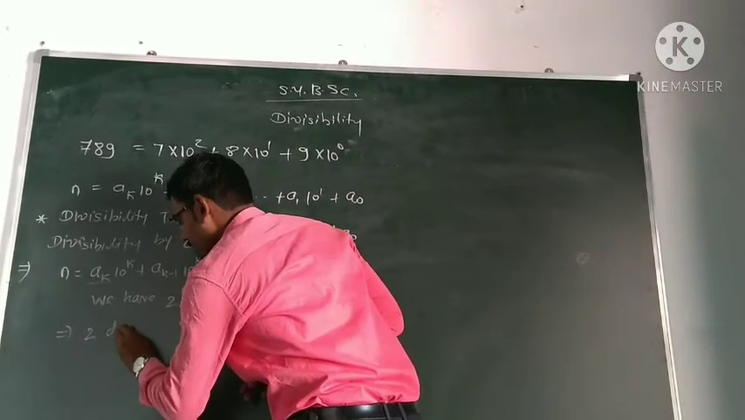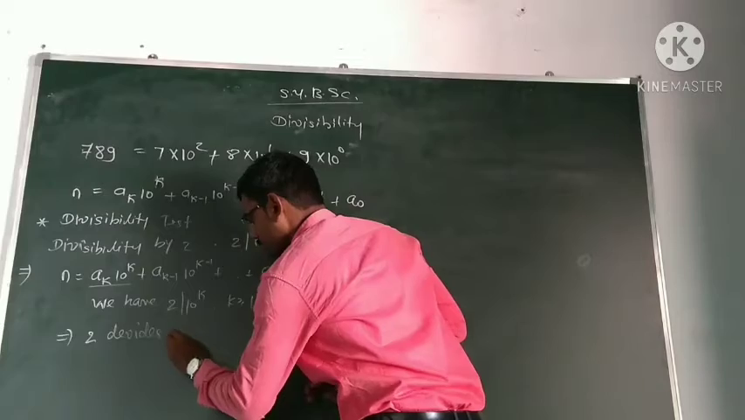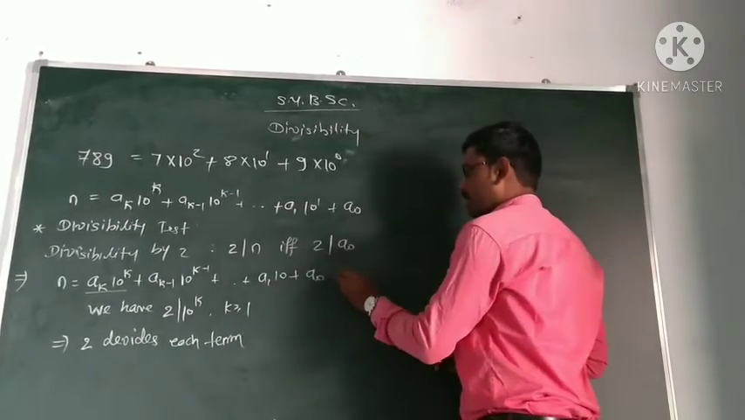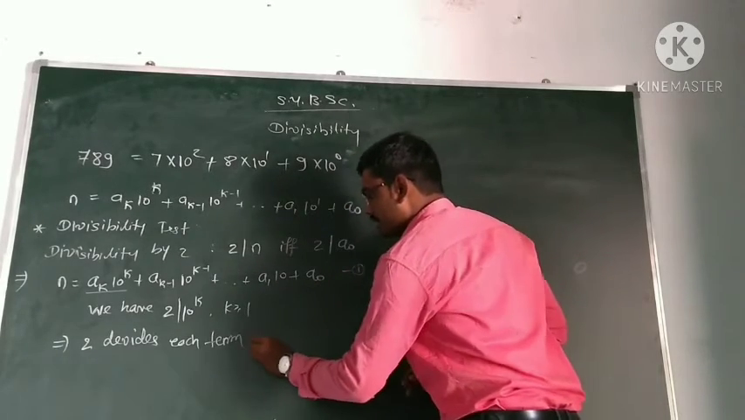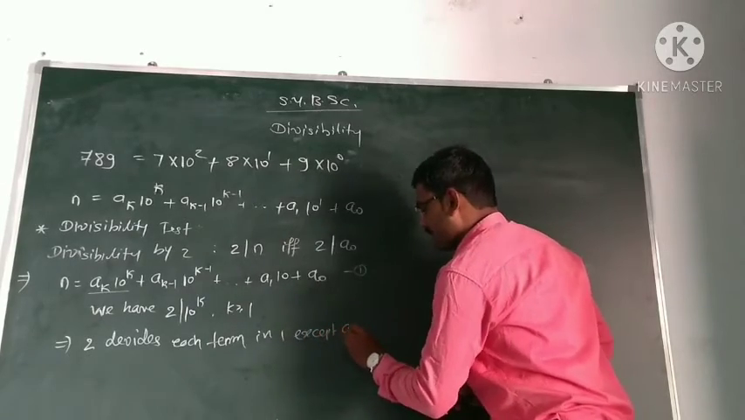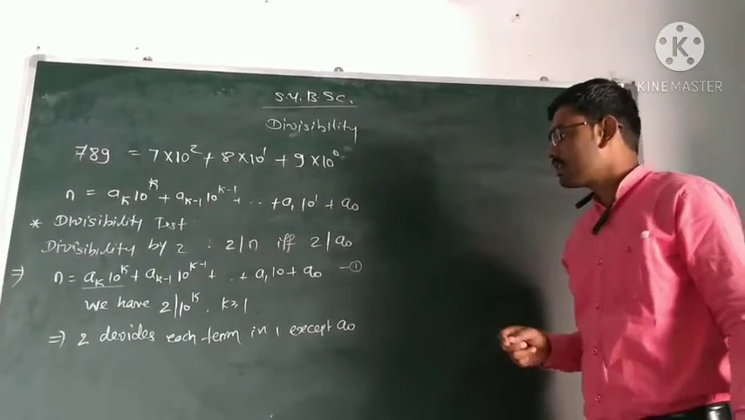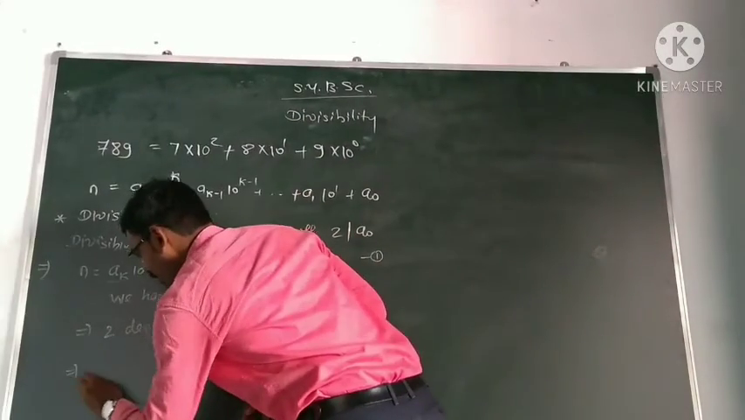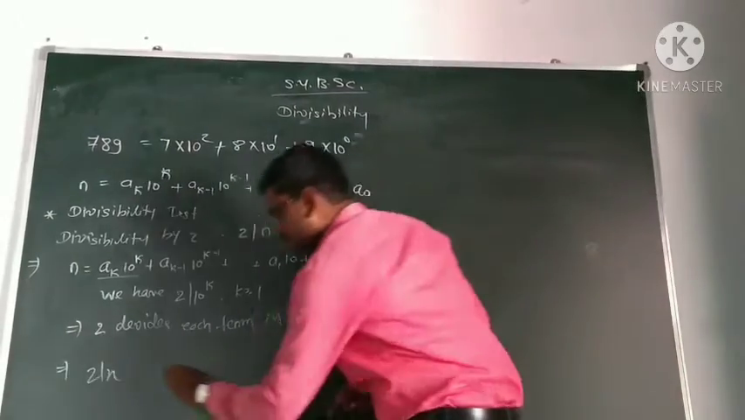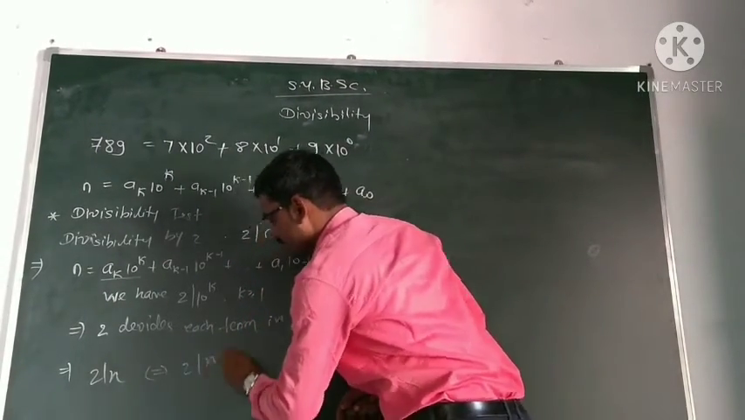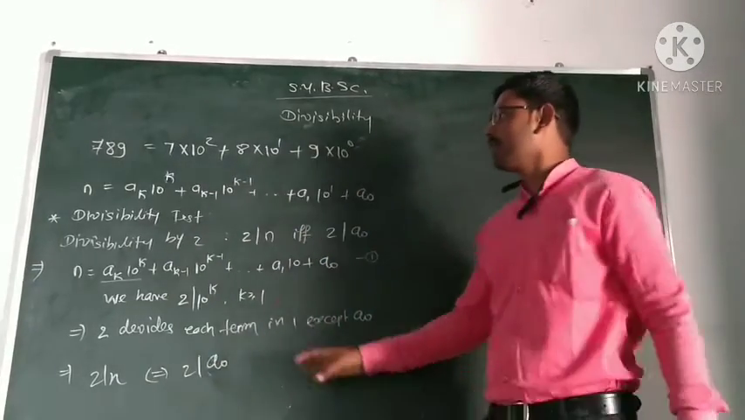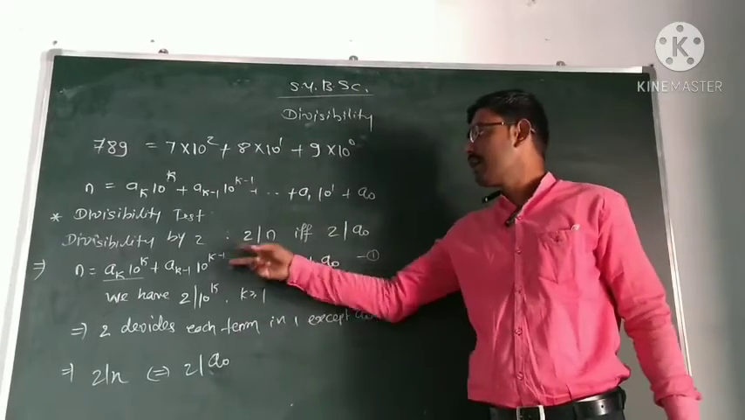Call this equation 1. 2 divides each term in 1 except the last term a naught. This implies 2 divides n if and only if 2 divides the last term. This is the very easy way. This is the divisibility by 2.